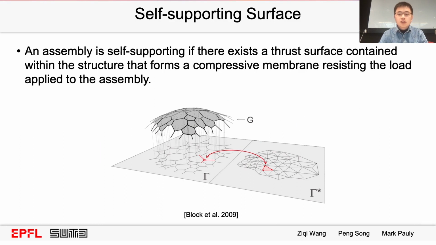Here, G is the target compression shell and tau is the 2D projection. Tau star is the dual graph of tau. Suppose that the parts' gravity loads are evenly distributed on each edge of the graph tau. A self-supporting surface is found by adding the dual graph tau star such that every polygon in that graph is closed.